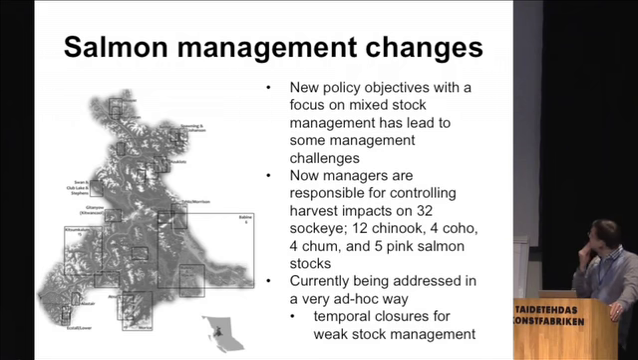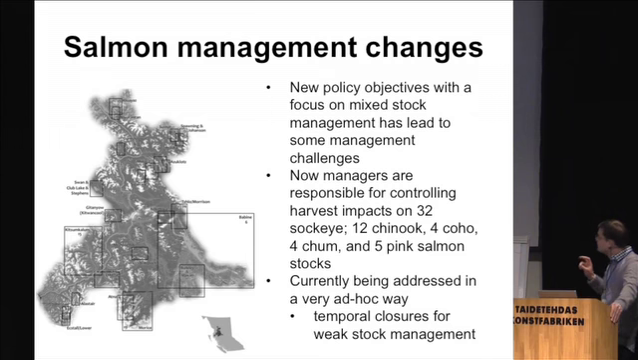There've been some changes though, and there's been an emphasis on mixed stock fisheries management. So instead of managing to the aggregate stock, you're now supposed to manage the different sub-stocks on the watershed. This has led to some, I think, pretty understandable management challenges. Whereas before you were managing an aggregate stock, now on the Skeena, just as an example, there are 32 identified sockeye stocks, 12 Chinook, 4 coho, 4 chum, and 5 pink salmon stocks. And the harvest impacts are supposed to be managed for all of those stocks. And that's an astonishing increase in complexity.